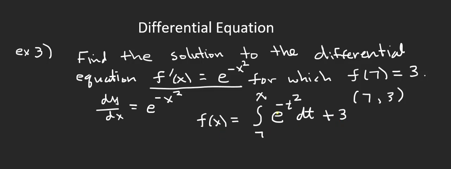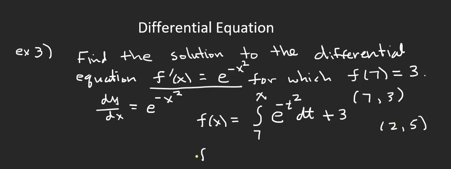Now check this out. When x equals 7, right? When you plug in 7 for x, the upper limit becomes 7 as well. So what is the integral from 7 to 7? 0. But f of 7 has to be 3. That's why we have to put 3 over here. Let's say that instead of (7, 3), you had (2, 5). Then instead of 7, you've got to put 2, and instead of 3, you've got to put 5 to make the statement true.